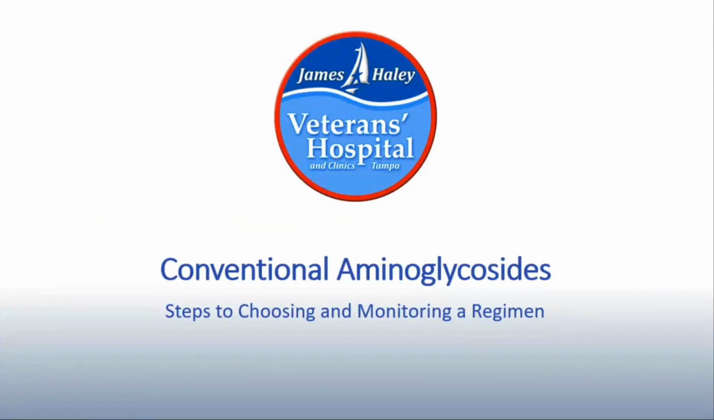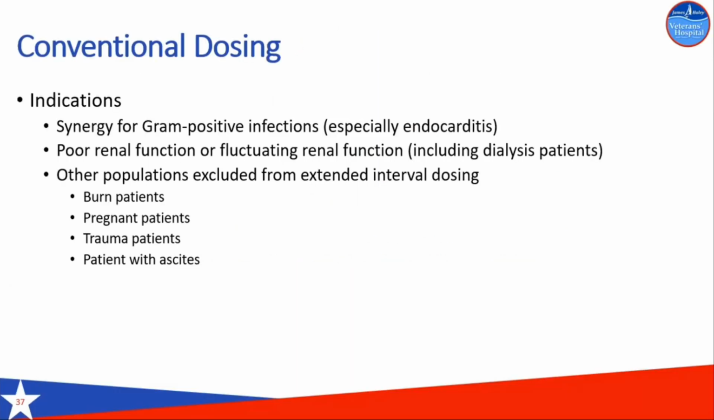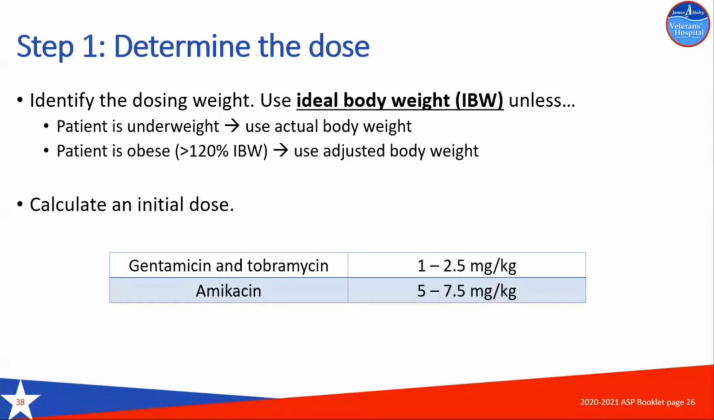All right, so we'll go a little bit faster through the conventional aminoglycosides and how to choose and monitor a regimen for them. Basically, if a patient is not eligible for nomogram-based dosing, what we're going to use is conventional dosing. Again, I have those indications up on the screen for you. In terms of determining the dose, generally we're going to use ideal body weight, unless of course the patient is underweight or overweight, and then we have the appropriate weights listed up there.